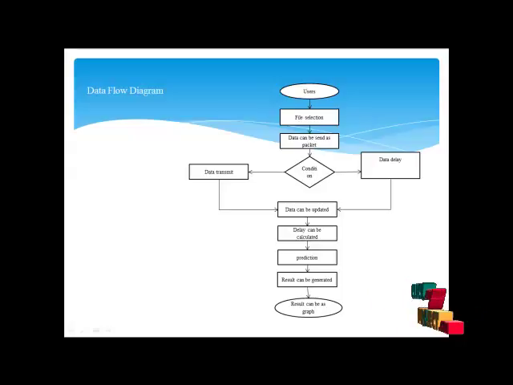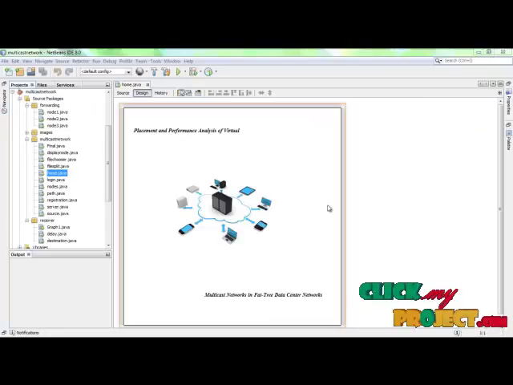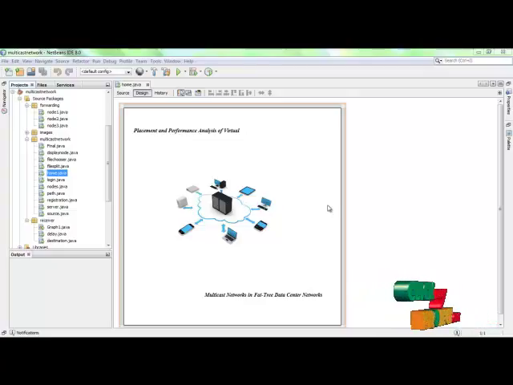The files can be transmitted as packets and can be merged at the receiver's side, and the result can be generated as certain predictions of a delay calculated for different nodes from intermediate nodes to source to destination, and the result can be plotted in a graph. The delay can also be plotted in a graph to show the delay between the source to destination and the intermediate nodes. Our project demo for placement and performance analysis of virtual multicast network in factory data center networks.